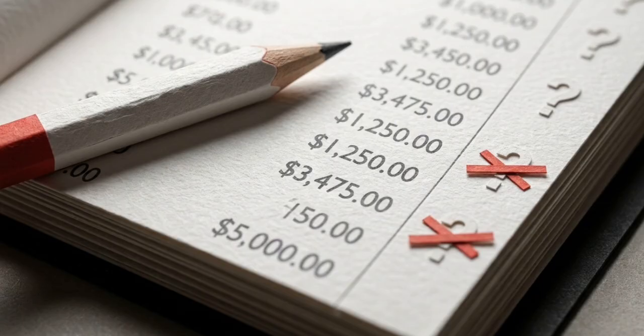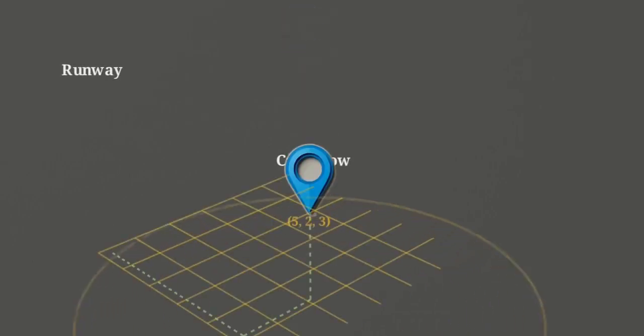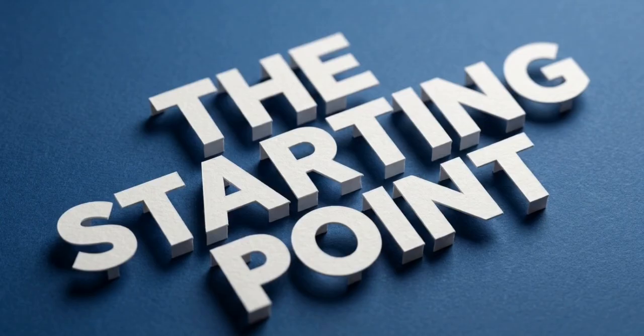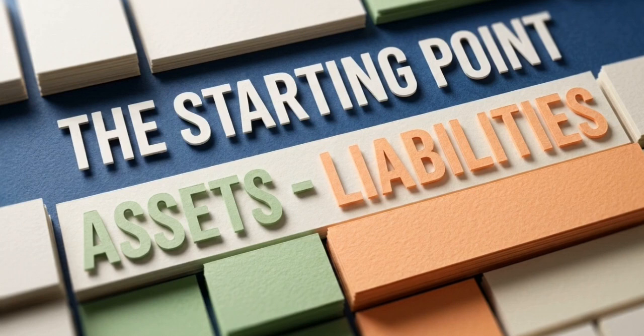Building wealth requires replacing vague anxiety with precision. We are going to map your actual mathematical coordinates. Step 1 is calculating your net worth. This represents the total value of everything you own minus the total of everything you owe.